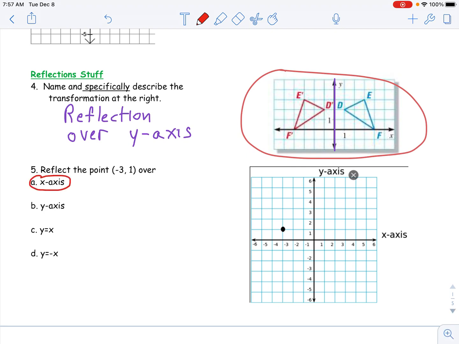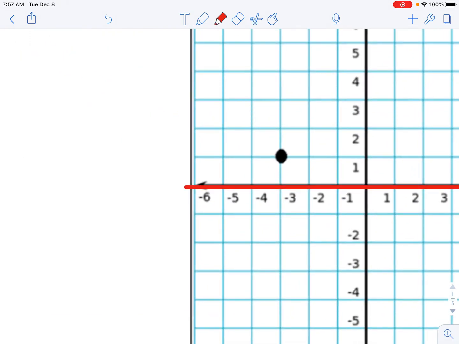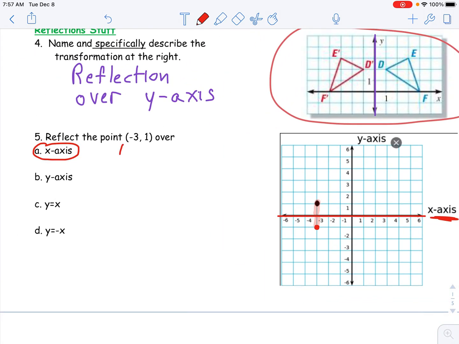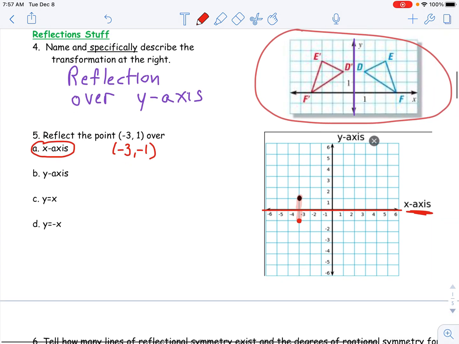We're gonna reflect (-3, 1) over the x-axis. Remember, this is the x-axis right here. If you didn't remember that, well, it's labeled. So remember, since it's 1 above, it's just gonna be 1 below. Boom. That's it right there. And let's write the coordinates, (-3, -1). X stays the same, Y changes signs.